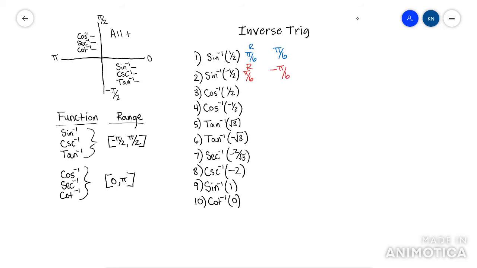Arc cosine of 1/2. Since it's positive, it's going to be in quadrant 1. It's going to be here. So you just say what the reference angle is, which is pi over 3. And where that would be in quadrant 1 is just pi over 3. Now look at this next one. Arc cosine of negative 1/2. Well, the reference angle is still pi over 3. But now I have to answer where that's going to be in quadrant 2. The pi over 3 angle that's in quadrant 2 is 2 pi over 3. It's like here, 2 pi over 3.